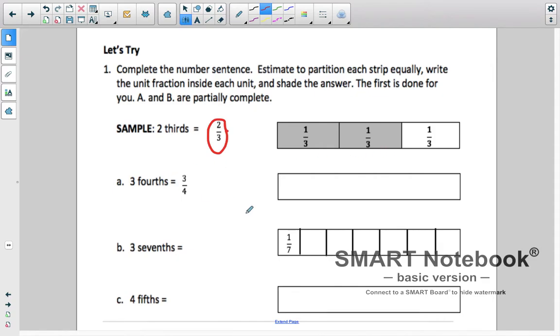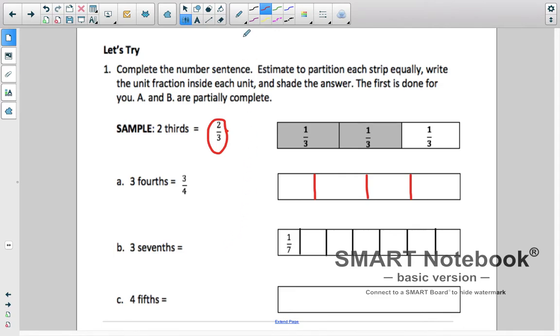So let's look at A. It says 3/4. So first I want to figure out how many equal pieces I need to have. So it's going to be 4 equal pieces. 1, 2, 3, and 4. And I'm trying to make it as equal as possible.